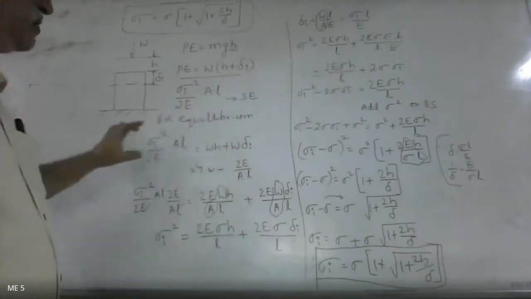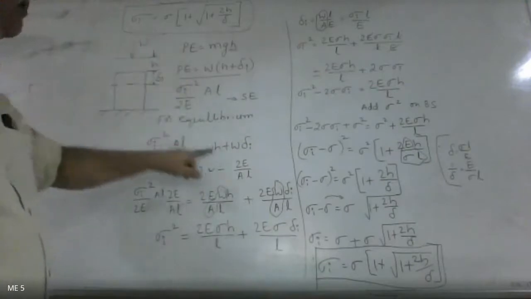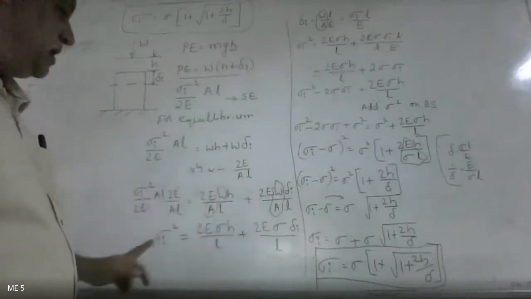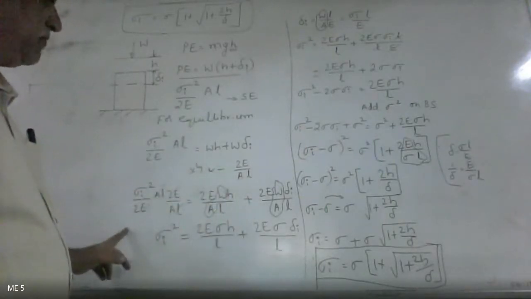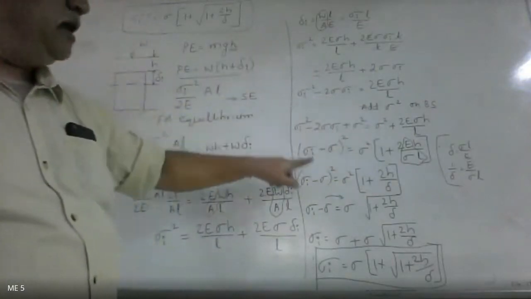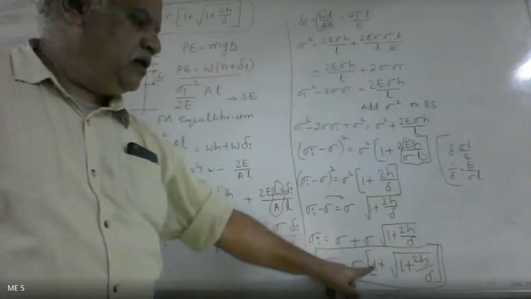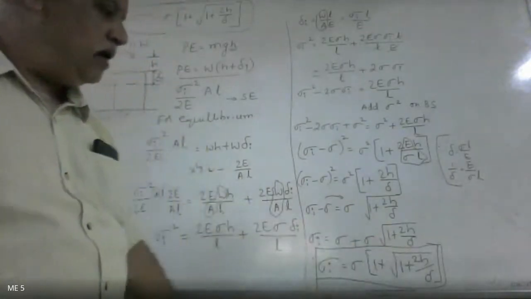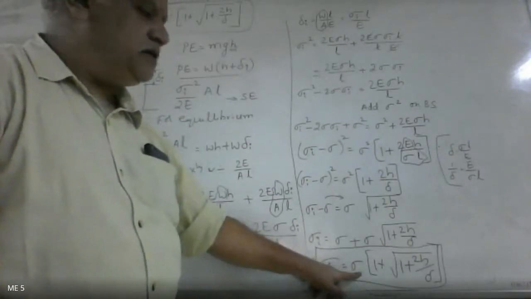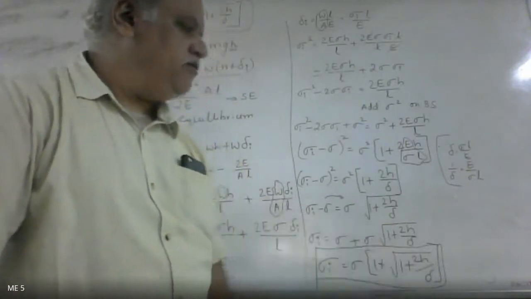And for equilibrium, the strain energy absorbed will be equal to the potential energy possessed by the falling body. Then do simplifications, that is multiply and divide by 2E by AL, and remove the 2E by AL on the left hand side, and then do smaller modifications, add sigma square on both sides, and do further simplifications. You end up with sigma I is equal to sigma into 1 plus root of 1 plus 2H by delta, where sigma I is called impact stress, sigma is called the static stress, delta is the static deflection, H is height of fall.